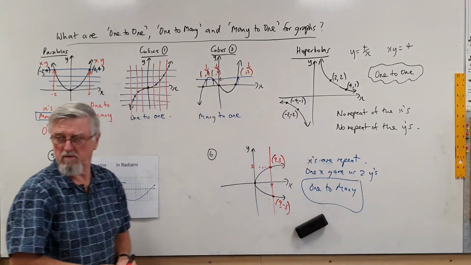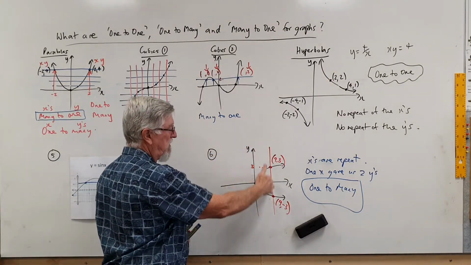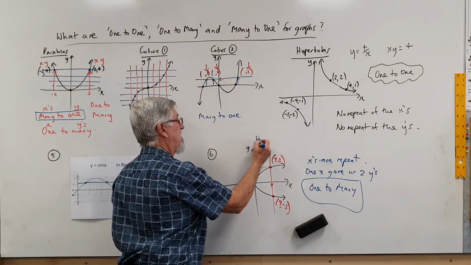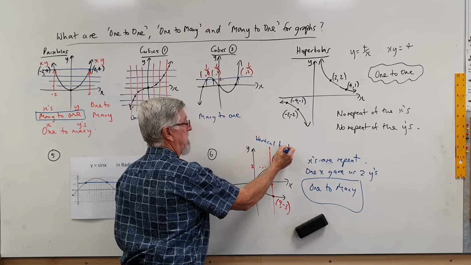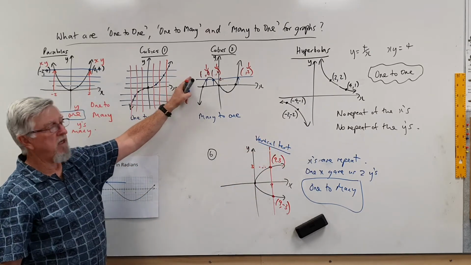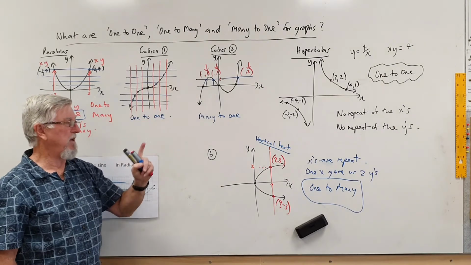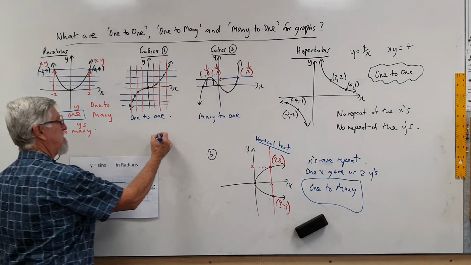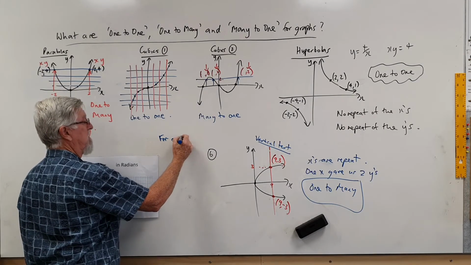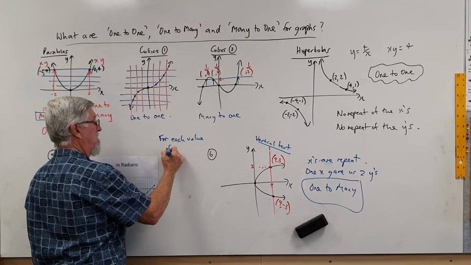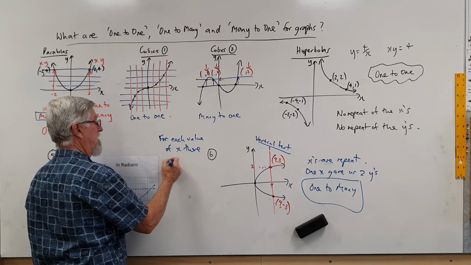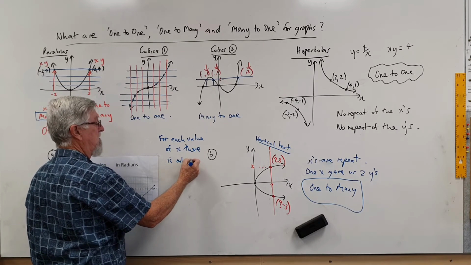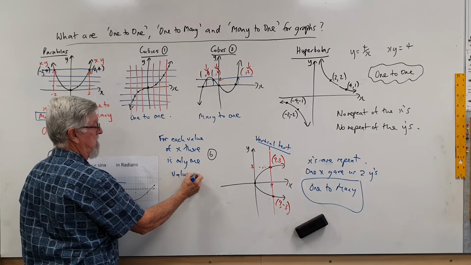What test do I do? This one is a 1 to many test. We call it the vertical test, whereas this one's called a horizontal test. Now the big one. Which ones are functions? You remember the definition of a function? Nope. For each value of x, there is only one value of y.